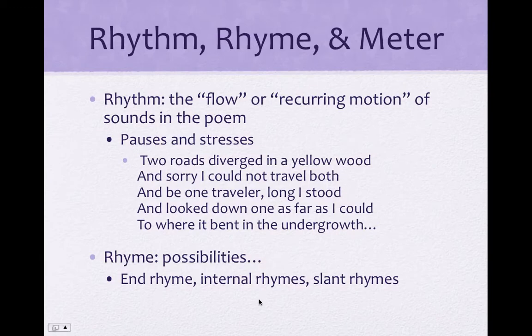Internal rhymes happen obviously within the poem. So it'd be something like, I go to school, I know a lot now. Go and know would rhyme in between, and that was a very bad example, but you get the picture.